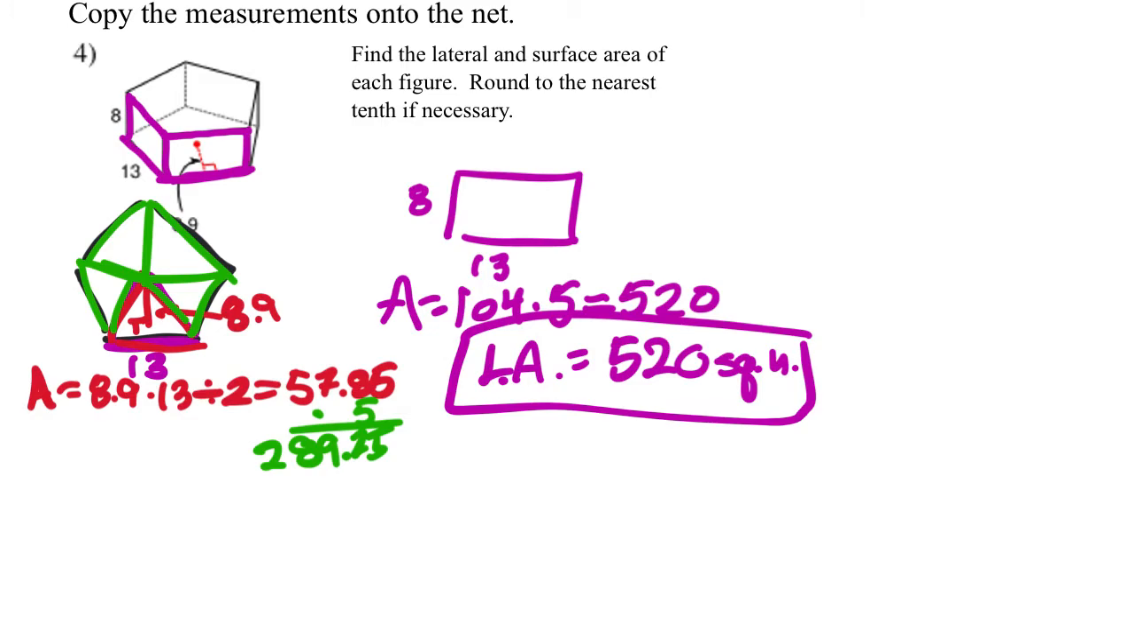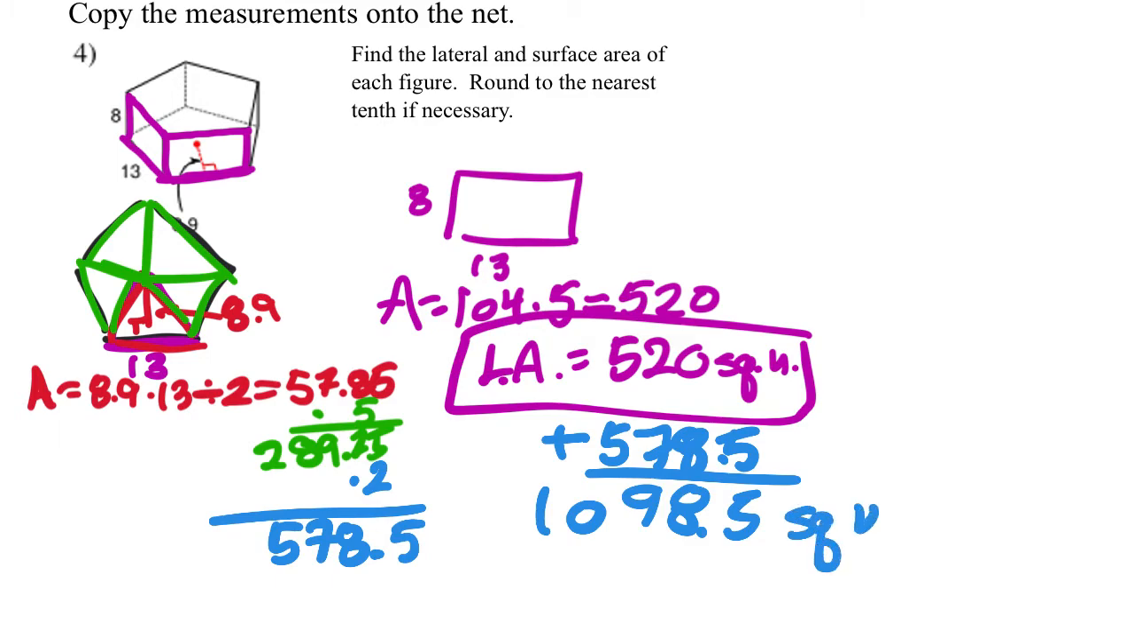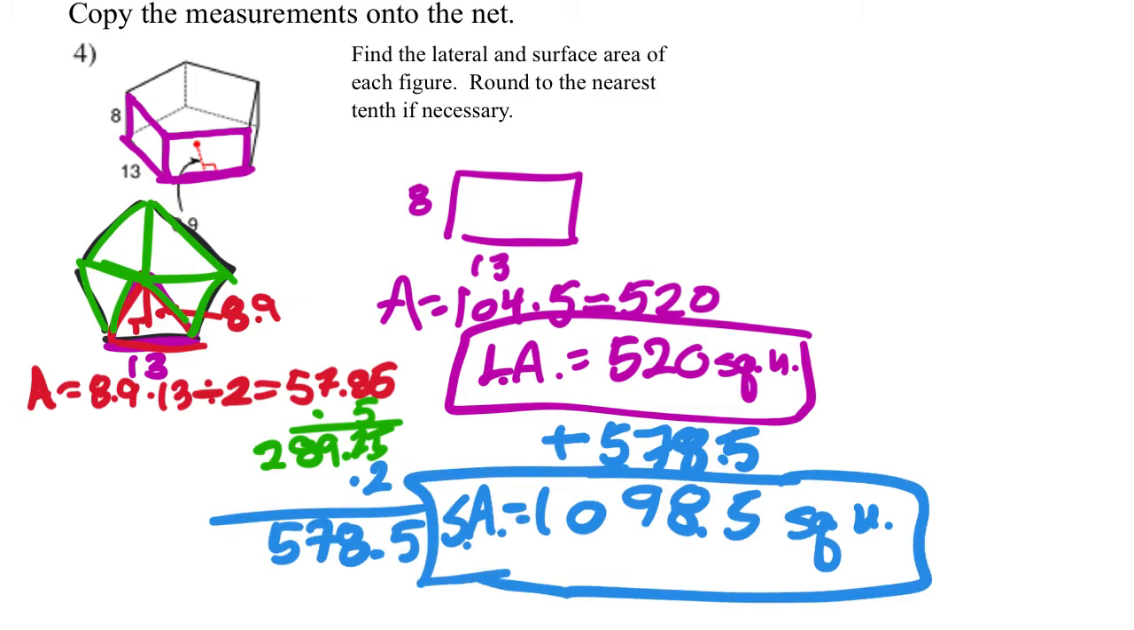Of course, we do have 2 of those pentagons, so I'm going to multiply that by 2. And that will tell me the total area of the pentagons. So let's multiply that by 2 to get 578.5 square units. And again, that's just from the pentagons right there. But I need to add that to the 520 square units from the lateral surface area. So 578.5, let's add that in. There's a 5 and an 8, 9, 1098.5. Again, that's in square units. And that would be the total surface area on this one.